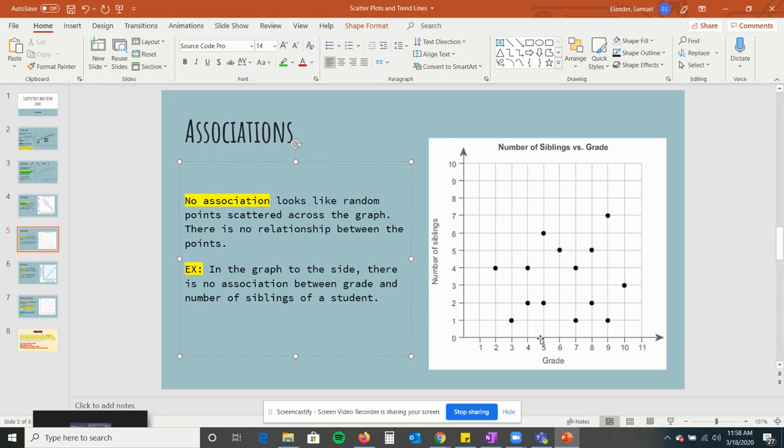It says their grade, let's say, their student grade. It doesn't matter how many siblings they have. That's not going to affect what grade they're in. Or if this person's in 7th grade, it doesn't affect how many siblings they have, right? What grade you're in doesn't affect how many brothers or sisters you have. So there's no correlation, and we can maybe figure that out.